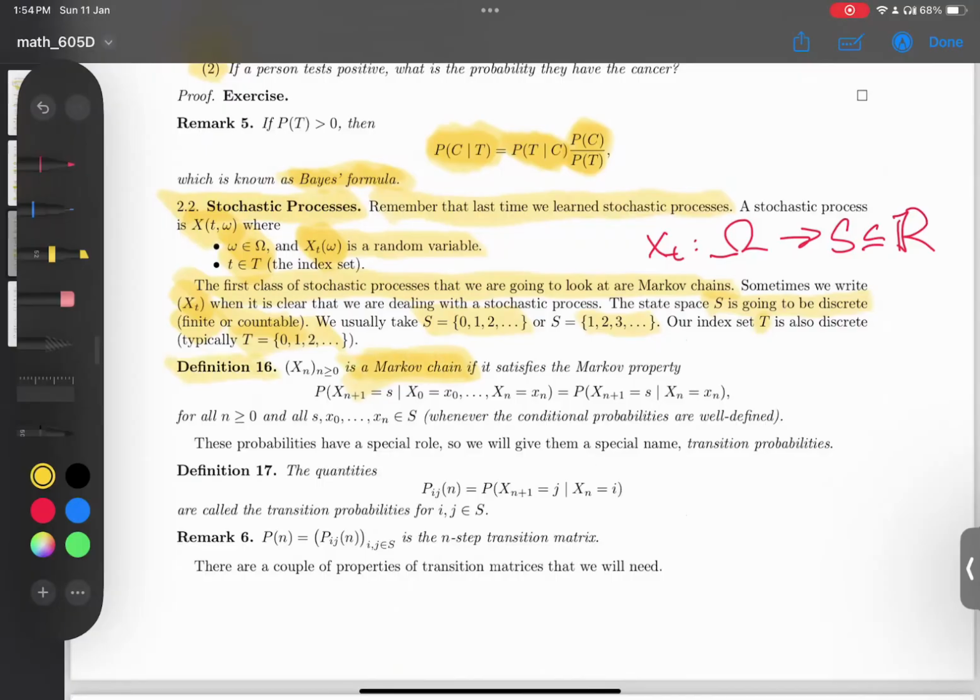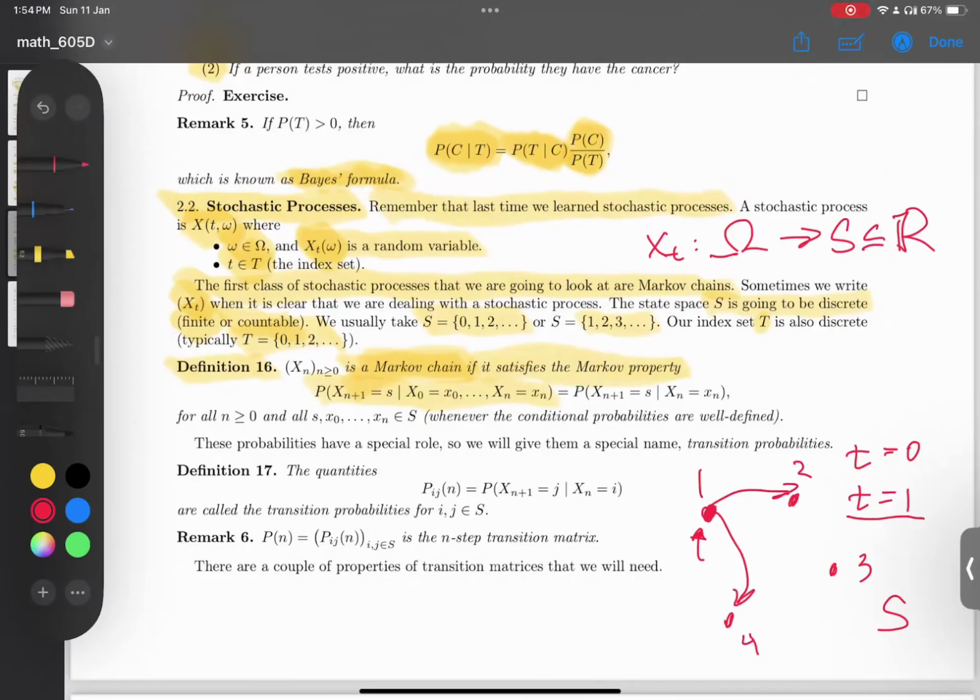A Markov chain is a stochastic process whose conditional probabilities are going to satisfy this rule. So in other words, what is happening? You have your discrete state space, let's say 1, 2, 3, 4. And let's say at time 0, you're going to start at this state over here. And then at the next time, let's say t equals 1, you're going to do a jump to one of these states. And depending on which state you jump to, it depends on the probability.